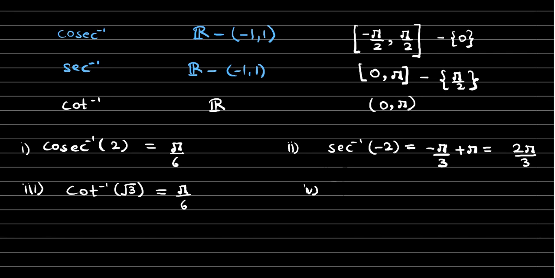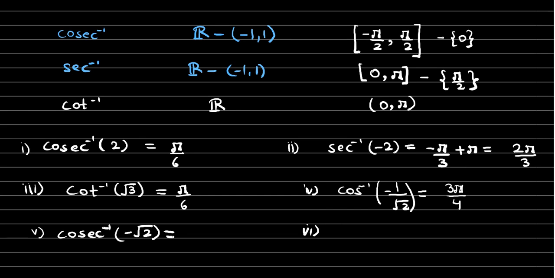But what about cot inverse minus 1? Pratyush, what will be the value of cot inverse minus 1? Minus pi by 4. But look at the range. Does it lie in my range? No, ma'am. So what do we have to do? Change. Add pi, right? Yes, ma'am. Minus pi by 4 plus pi, that will be 3 pi over 4, right? Yes. See how simple it is.